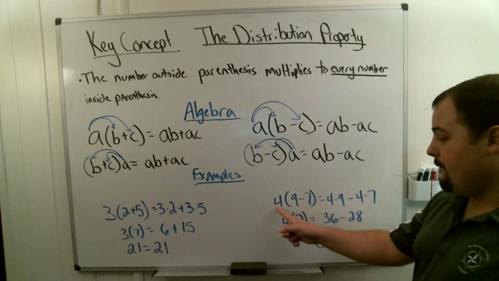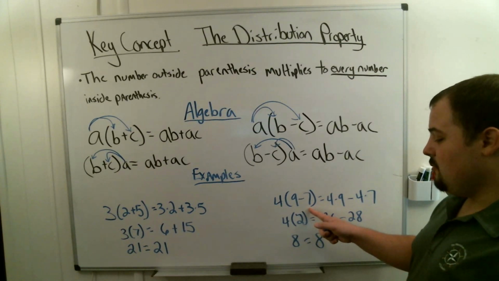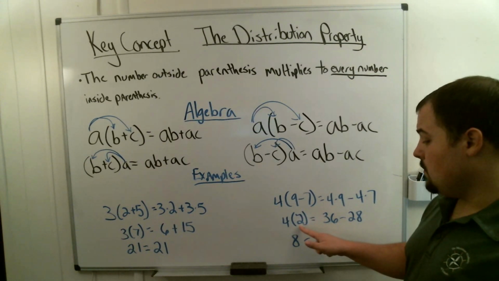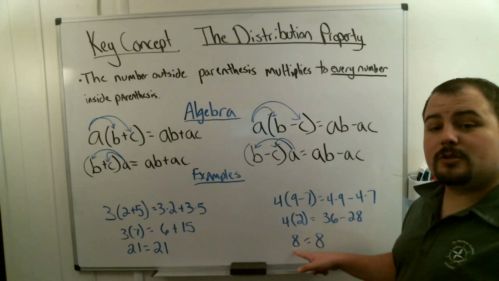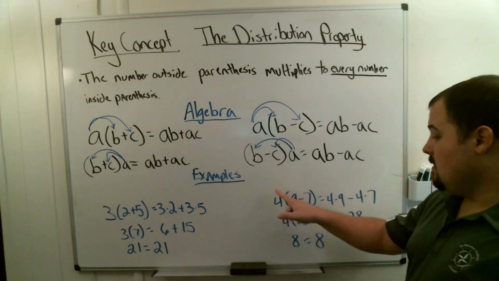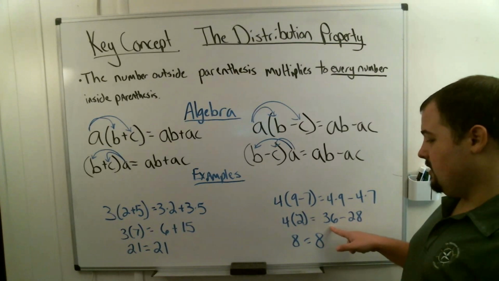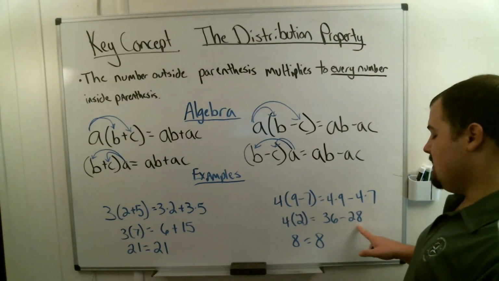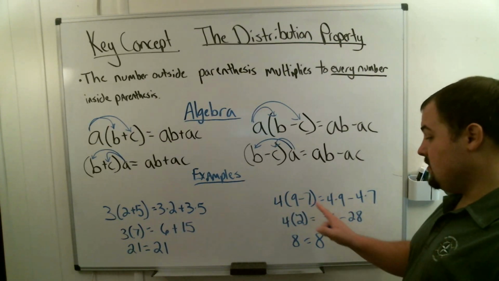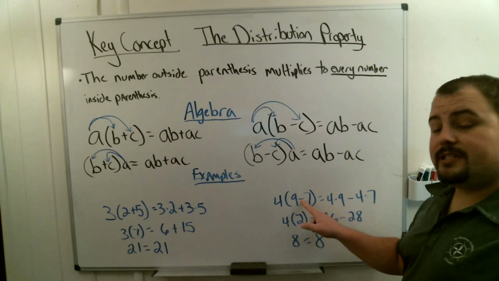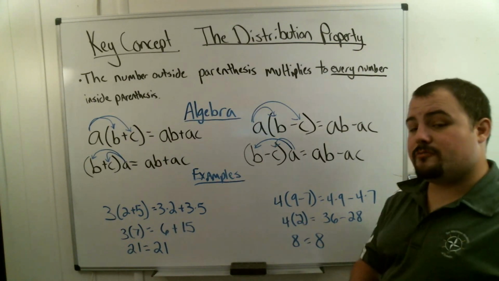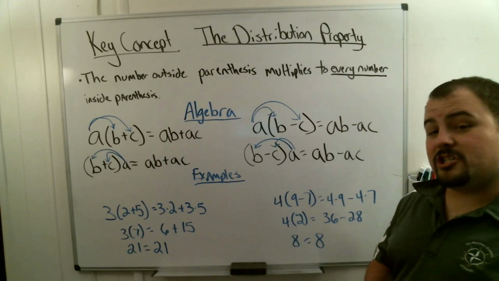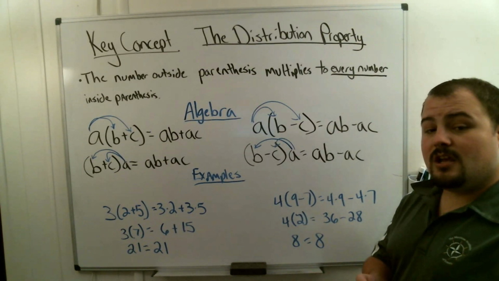So here we know that 4 times the quantity 9 minus 7. Well, we know that 9 minus 7 is 2. 4 times 2 is 8. So our goal is to show that we can do distribution and still get the answer of 8. 4 times 9, that's 36. 4 times 7, that's 28. And if I take these two numbers and subtract them like it originally said, 36 minus 28, I'll get 8. So the distribution property does work in addition and it does work in subtraction.